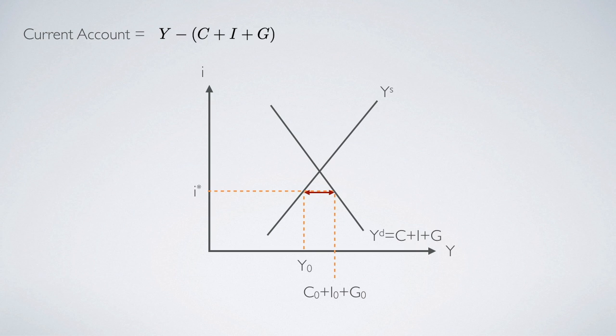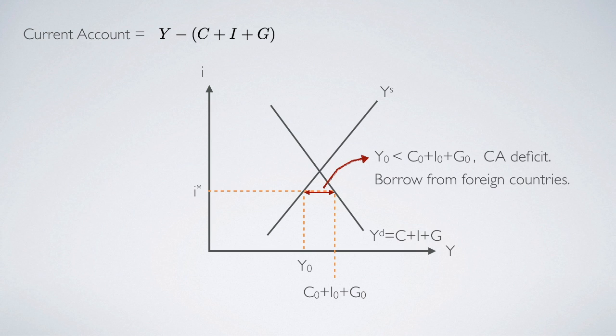So based on what we have learned before, if after opening the international interest rate is lower than the original closed economy rate, then the YD quantity will be larger than YS, which means that this nation would have a current account deficit. This country spends more than its output Y0. So if you spend more than your output, then you must borrow from foreign countries in net terms. That's why we will see a current account deficit.